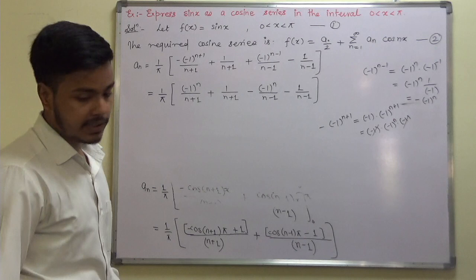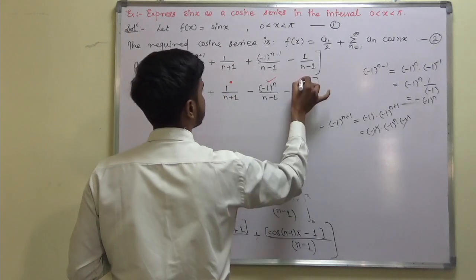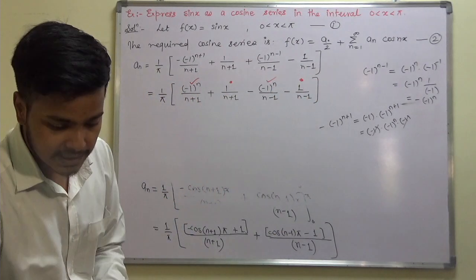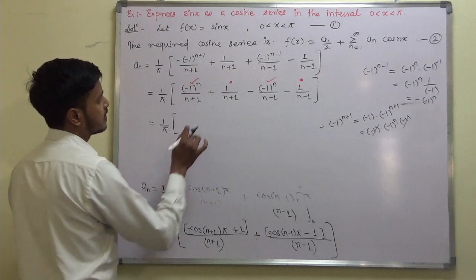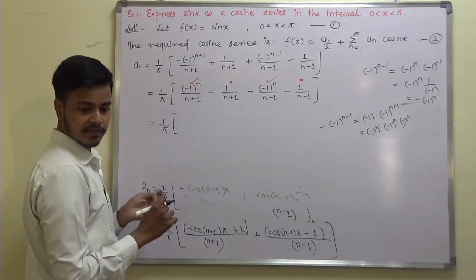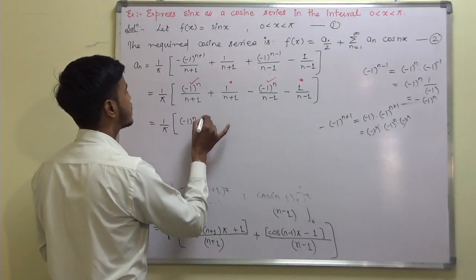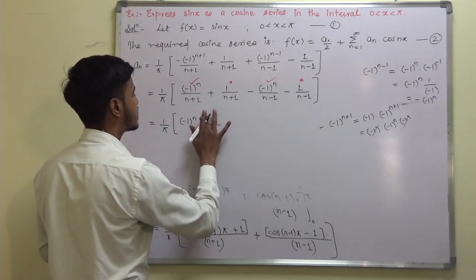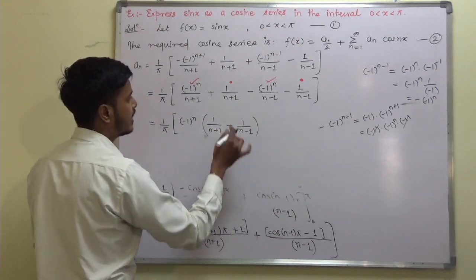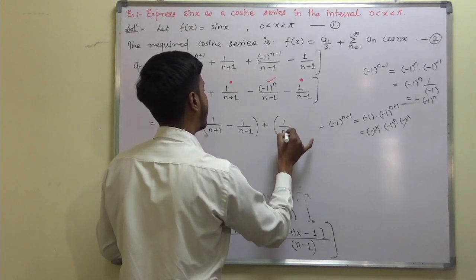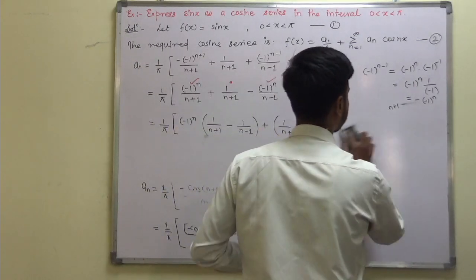Okay. So now collect the like terms. So the like terms are this and this and this and this. When you collect these like terms, you will be getting 1 by pi. From here, what is common? Minus 1 to the power n is common. So we remain with 1 upon n plus 1 minus 1 upon n minus 1. And here we have this 1 upon n plus 1 minus 1 upon n minus 1. Let me remove this now.